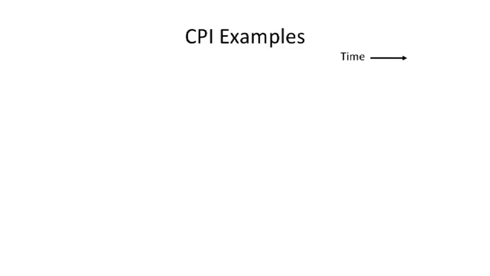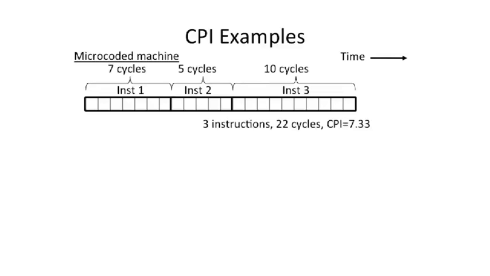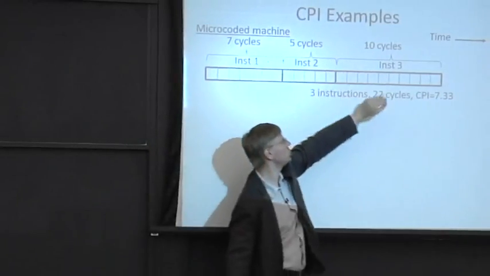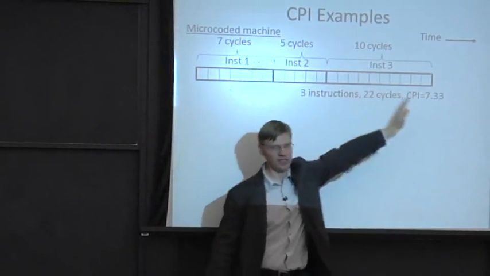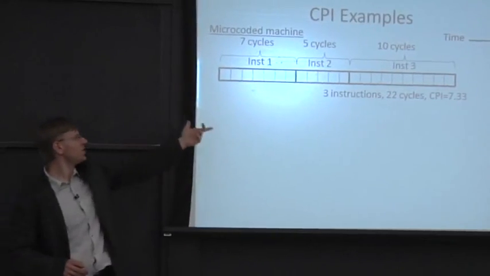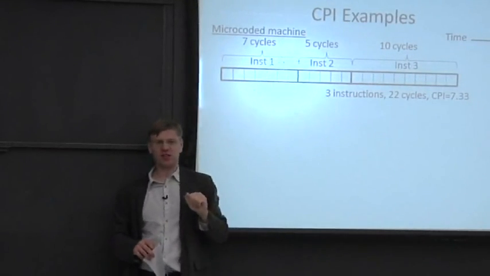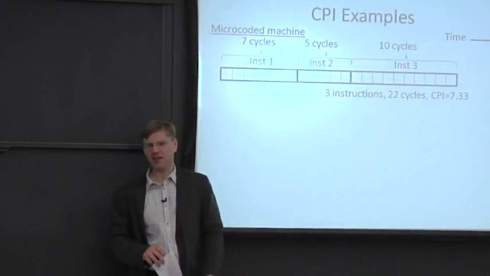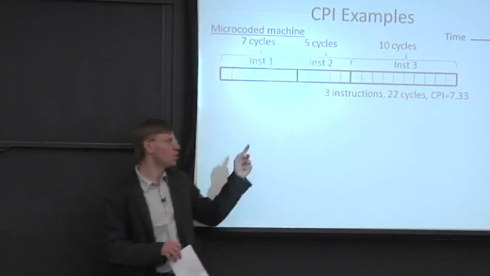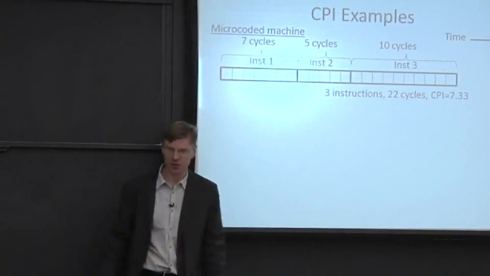OK, so let's graphically show some more clocks per instruction examples here. If we look at the micro-coded machine, we're going to be executing 3 instructions here, instruction 1, instruction 2, instruction 3, and time is increasing as you go to the right. Let's say the first instruction takes 7 cycles to execute, the next instruction takes 5, and the third instruction takes 10. And if you do the math here, you end up with 3 instructions executing in 22 cycles, or a CPI of 7.33.